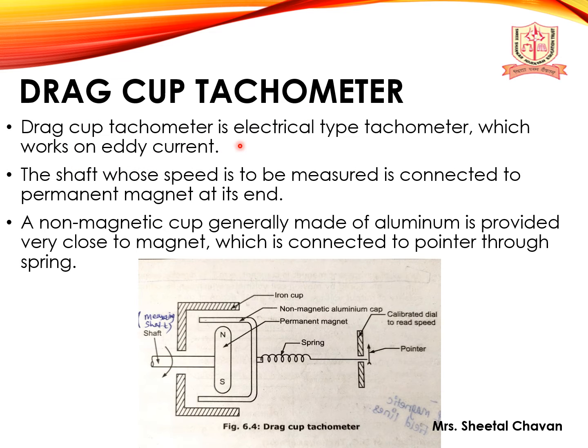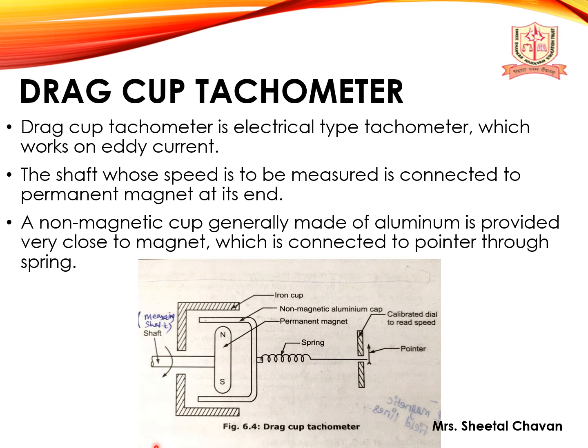The drag cup tachometer is an electrical type tachometer which works on eddy current. The shaft whose speed is to be measured is connected to a permanent magnet at its end. A non-magnetic cup, generally made of aluminium, is provided very close to the magnet and is connected to a pointer through a spring. So this is the construction.